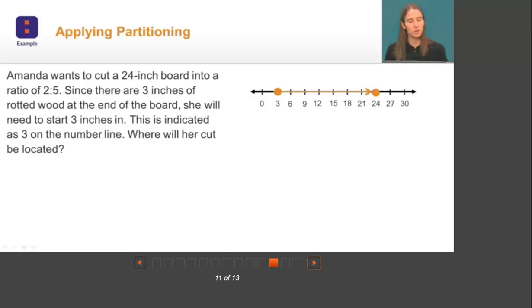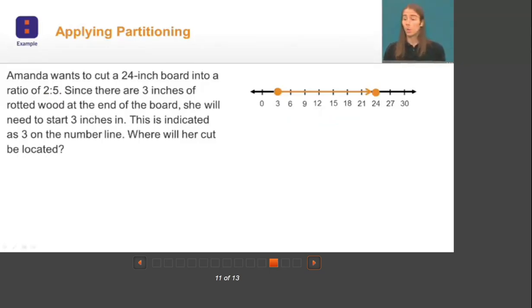We're going to partition a directed line segment in order to solve a problem. Here, Amanda has a 24-inch board and she wants to cut it in a ratio of 2:5. However, she has 3 inches of rotted wood at the end of the board, so she's going to have to start by cutting that off. We can think of the board as extending from 0 to 24, because it's a 24-inch board. However, she needs to lop off those 3 inches, so it'll start at number 3 on the number line, and then extend out to 24. And we want this finally to be in the ratio of 2:5. So we're trying to find a point somewhere in here that'll split that directed line segment in the ratio 2:5.